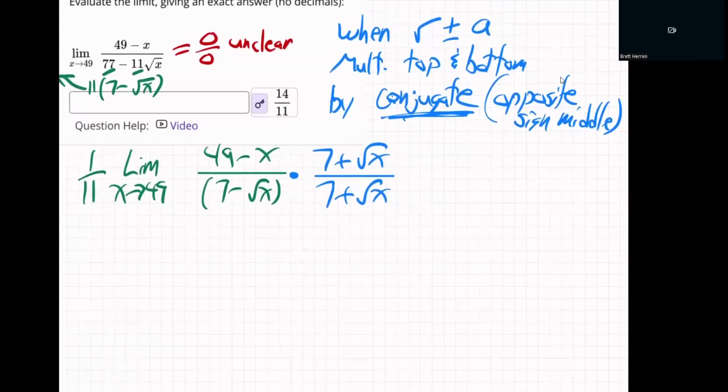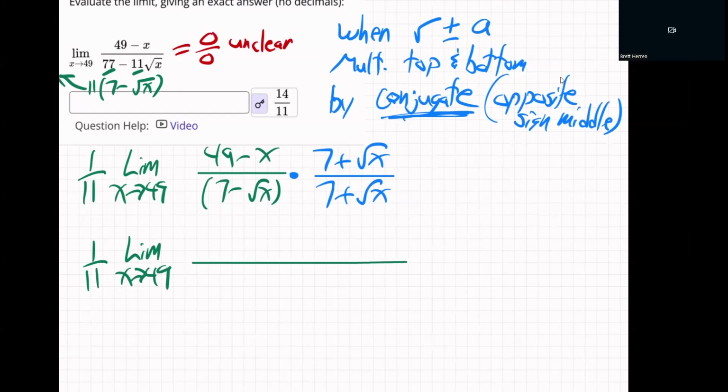Okay, let's bring everything down. The 1/11th is still here. The limit is still here. This is what will get rid of the root for us, the conjugate. And in fact, I should probably go a little further. Okay, so now let's multiply this up. So I'll put parentheses here.